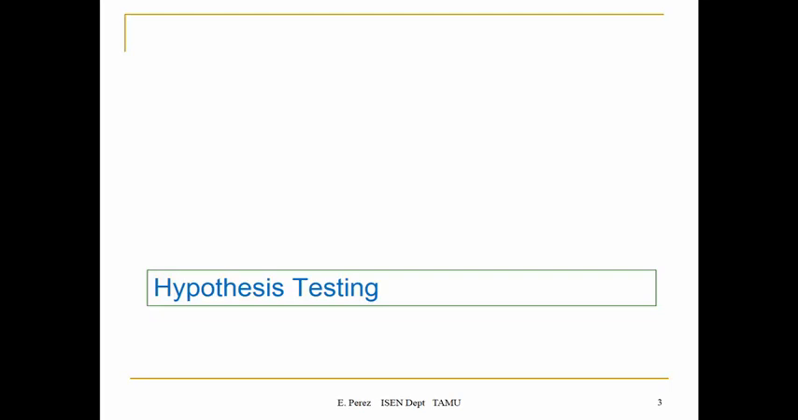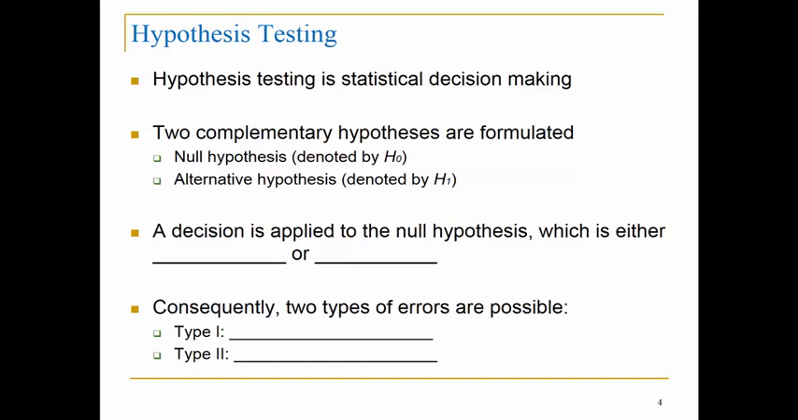So first, let's briefly talk about hypothesis testing. Basically, hypothesis testing is a statistical decision-making tool or methodology where two complementary hypotheses are formulated. One is named the null hypothesis, which is denoted by the symbol H0, and then we have the alternative hypothesis, which is denoted by H1. Then a decision is applied to the null hypothesis, which is either accepted or rejected.